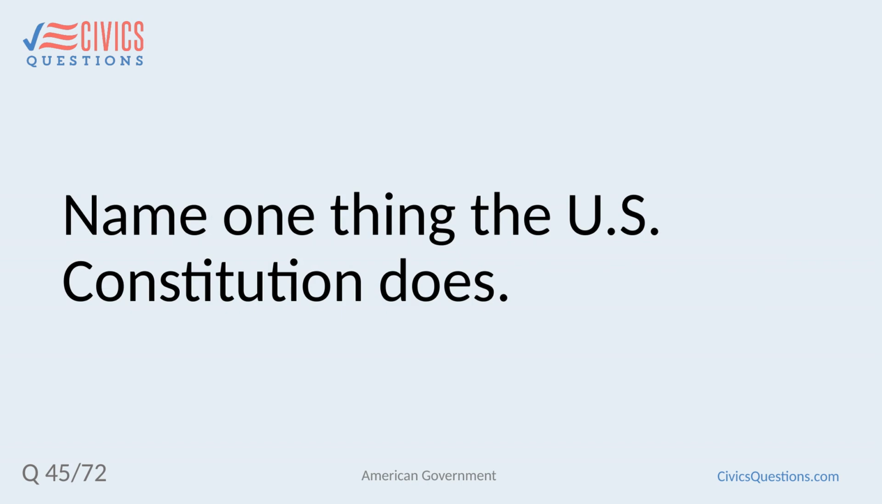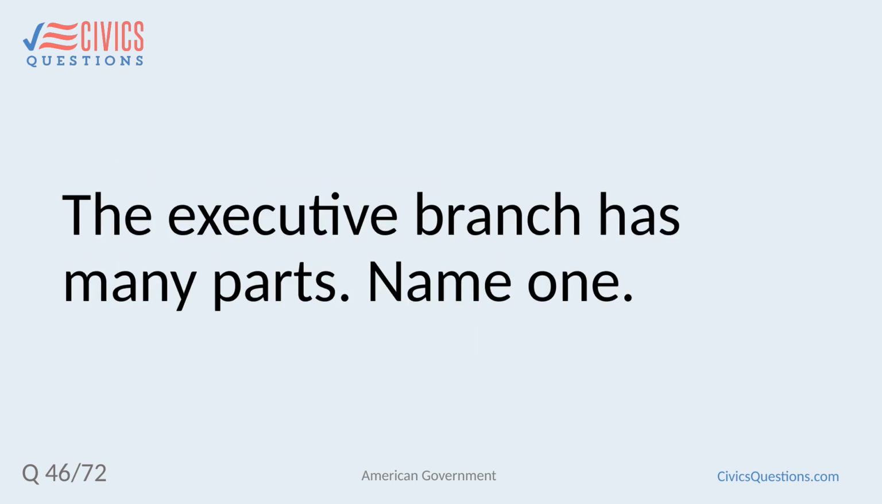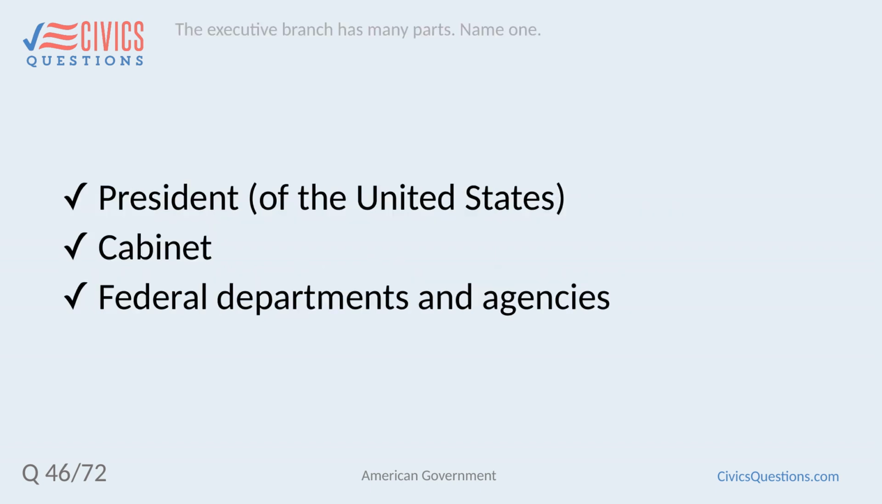Name one thing the U.S. Constitution does. Forms the government, defines powers of government, defines the parts of government, protects the rights of the people. The executive branch has many parts. Name one. President of the United States. Cabinet. Federal departments and agencies.